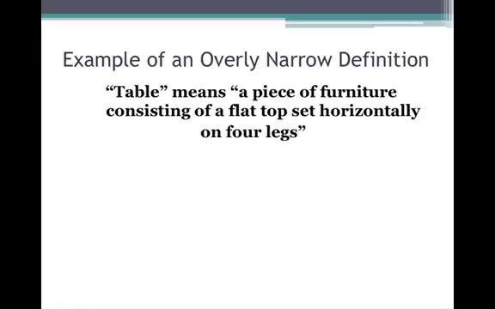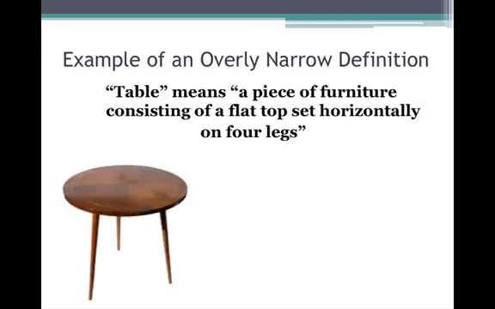Now here's an example of an overly narrow definition. Table means a piece of furniture consisting of a flat top set horizontally on 4 legs. But what about 3-legged tables? This is clearly a table, but it doesn't satisfy this lexical definition. That's why this definition is too narrow.